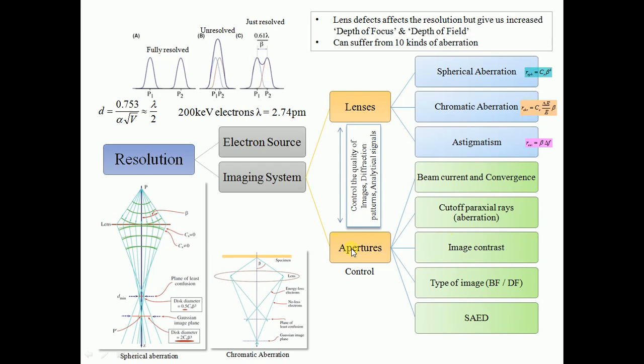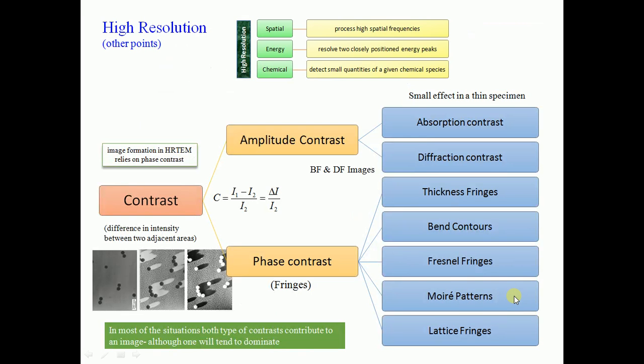As far as apertures are concerned, with the help of apertures also resolution can be increased, whether it is a dark field image, a bright field image, a shadow pattern, or image contrast, etc. So with the help of aperture control, resolution can be increased. With the help of choosing the electron source, the resolution can be increased. With the help of choosing the parameters of the lenses like Cs or delta E or beta or delta f, the resolution can be increased. Keep that in mind.